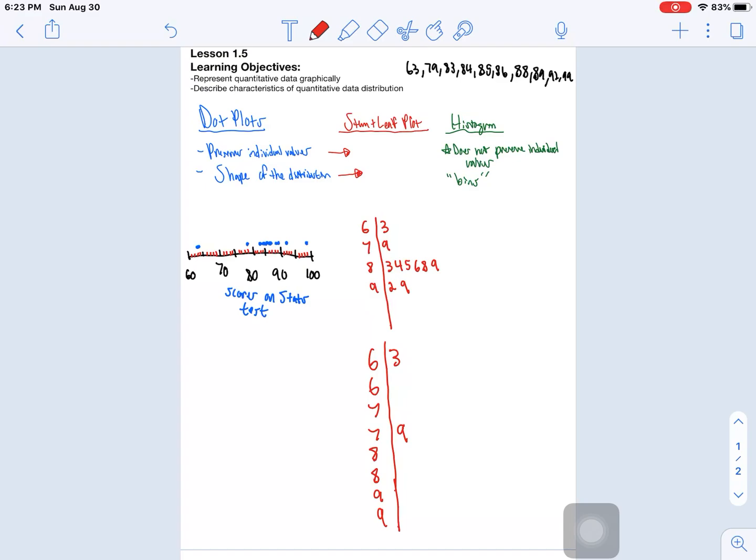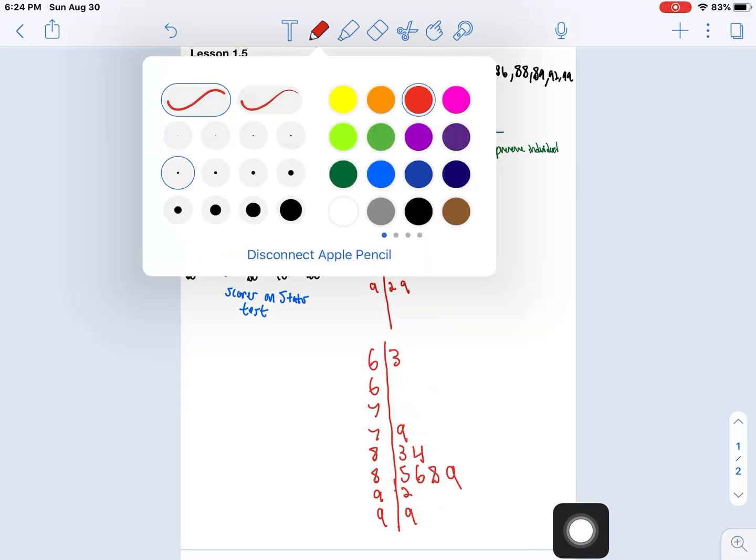Then we have the first 8 representing 80, 81, 82, 83, 84. We had no 80s, no 81s, no 82s. We had 83 and 84. The second half of the 80s, we have a lot more values. We have 85, 86, 88, and 89. Now for the 90s, we have a 92, and then we have a 99. So both of these are stem and leaf plots. I like to think that the more you break down your data, you get a better description of what it looks like. But again, this just depends on the person.